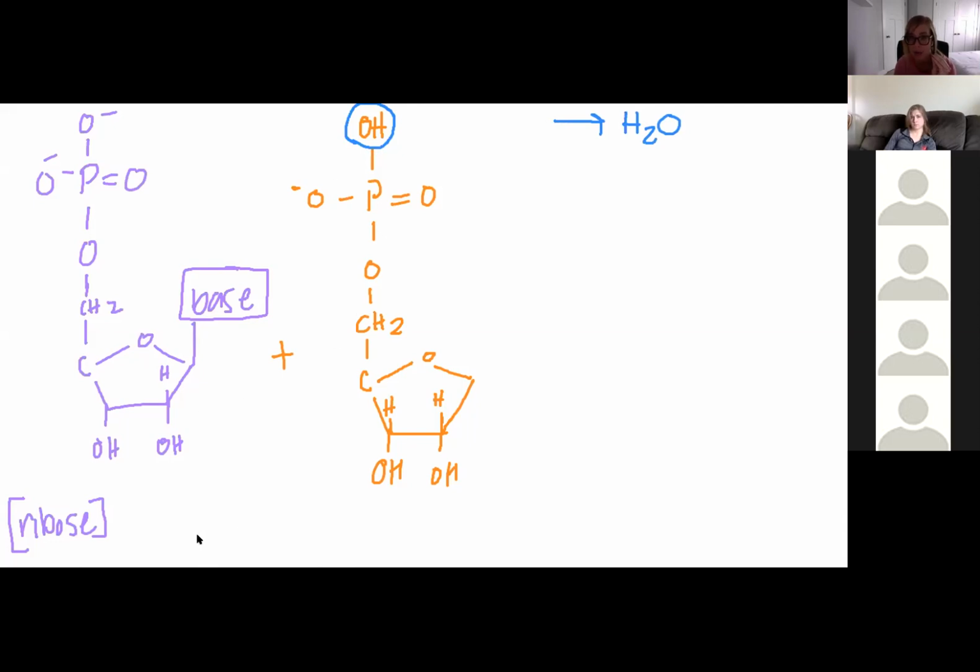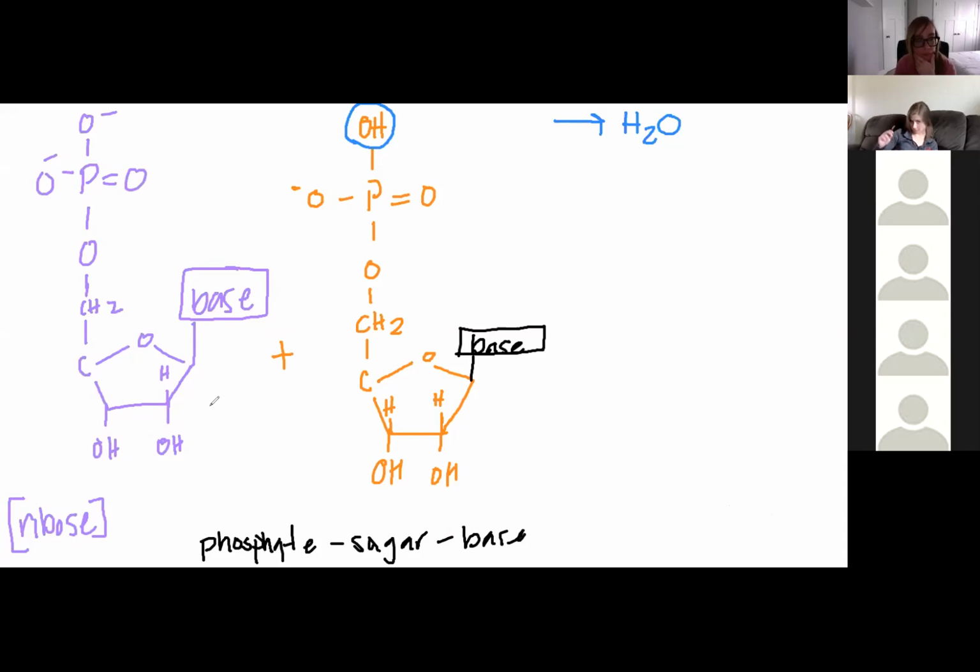Again, I'll rewrite this out. We've got phosphate to sugar to base. Phosphate, sugar, base, phosphate, sugar, base. So where do you think this interaction is going to occur? Is this OH going to work with a phosphate group, or is it going to work with the sugar group? Sugar. Okay, where is it going to react?